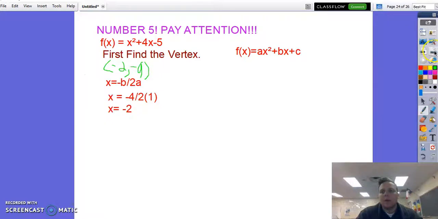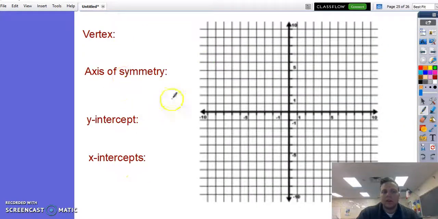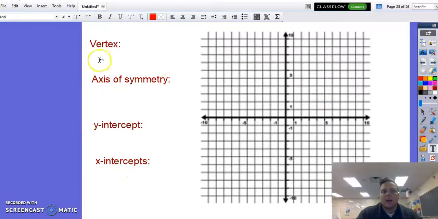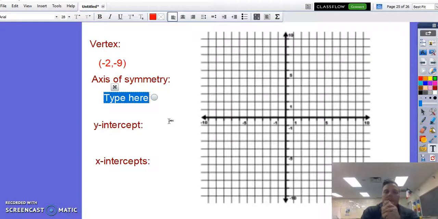I'm going to jump over a slide here because I'm getting ready to graph. I know that the vertex is the point negative 2, negative 9. The next thing I need is the axis of symmetry. When I was grading your test, a big thing y'all are still forgetting is to say x equals. The axis of symmetry is not just a random number. It is x equals the x value of the vertex. That's negative 2. So x equals negative 2.